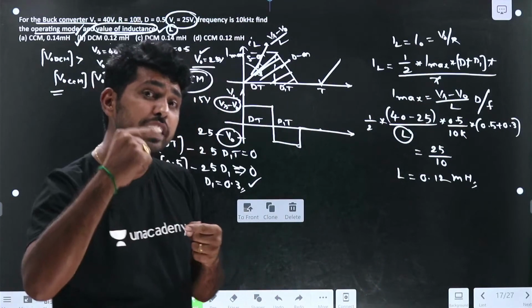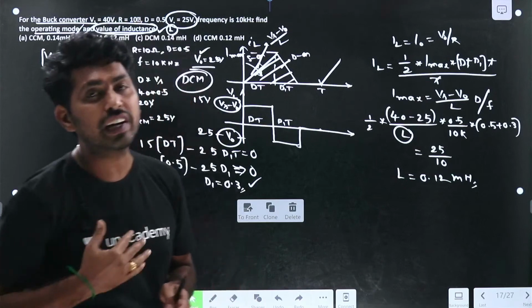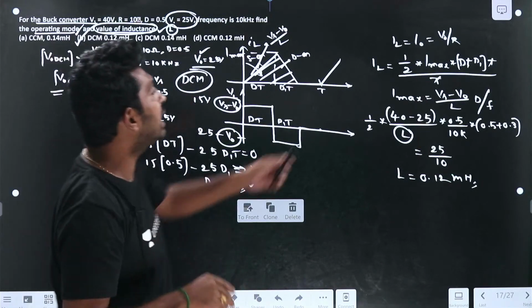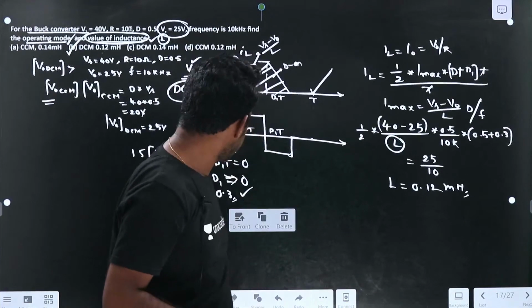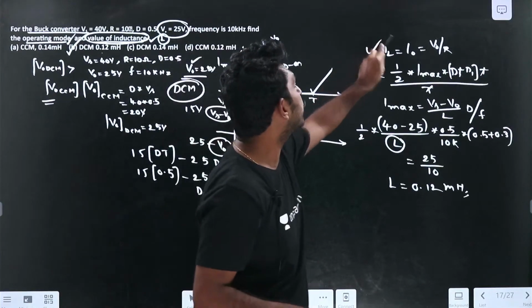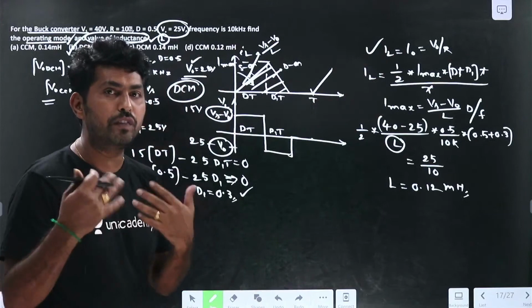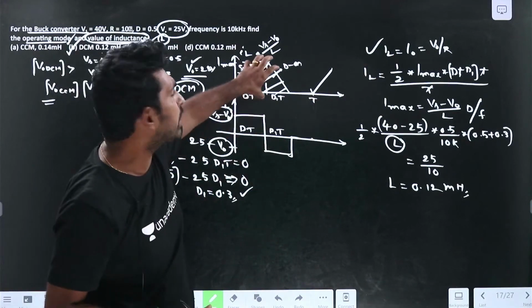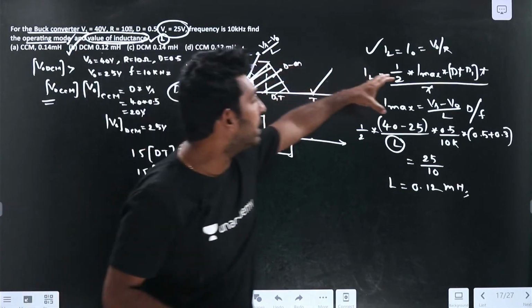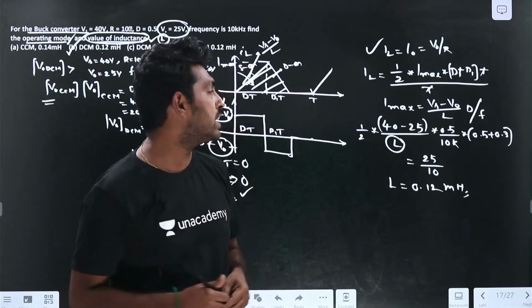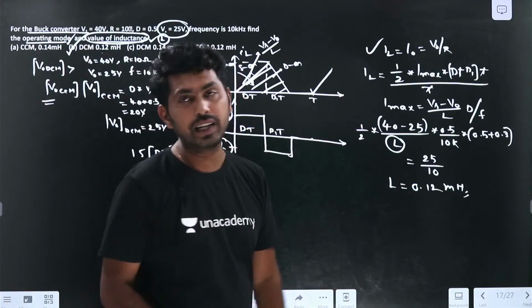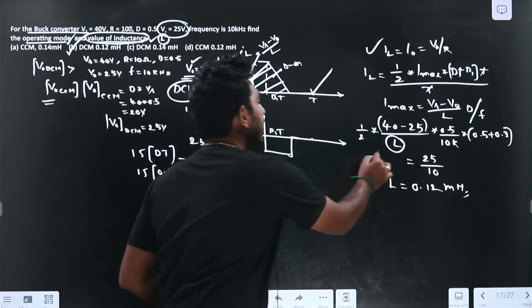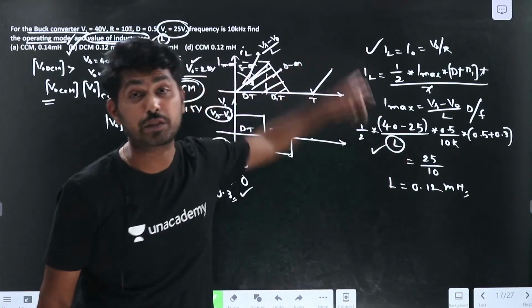After that we need to find the inductance value. For that I have taken the relation IL equal to I naught. So I need to find the IL average, from this waveform. I have found the IL average, and from that I have found the inductance value, because the inductance is the only unknown parameter in this expression.